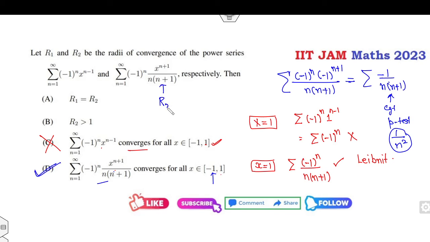If it is R2, now clearly the radius is 1. The largest interval is 1. Again, you can see 1 minus the center, and the center is 0. Fine. So R2 is 1.